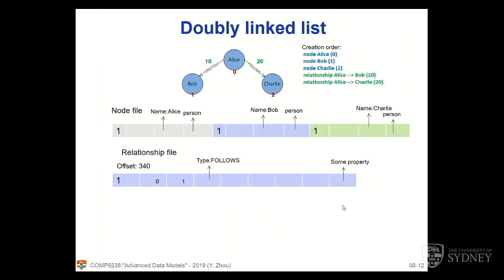At the moment, there's nothing here because this is the very first relationship in the whole system. So Alice doesn't have a previous or next, and Bob doesn't have either. So they are empty.